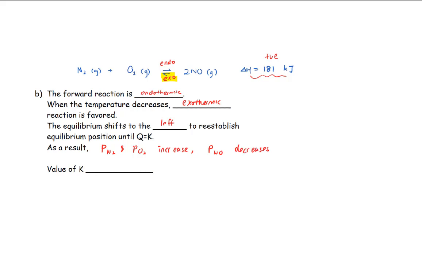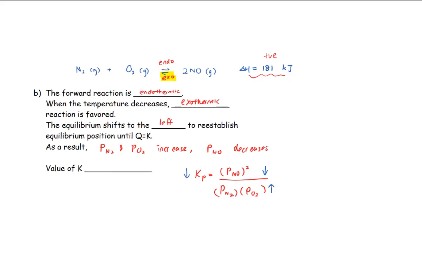To determine whether the value of K increases or decreases, again, look at your Kp expression. A decrease in the partial pressure of NO and an increase in the partial pressures of N2 and O2 will result in a decrease in the Kp value. So the value of K decreases.